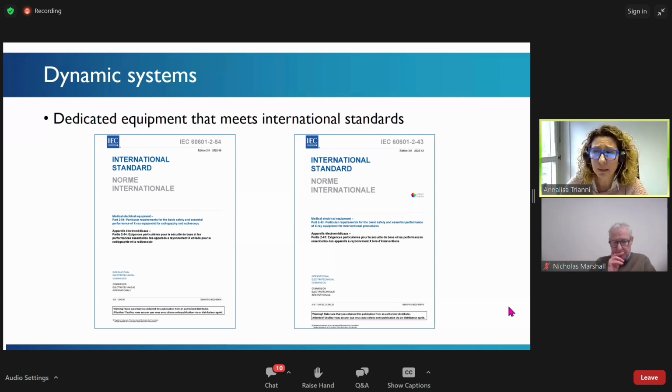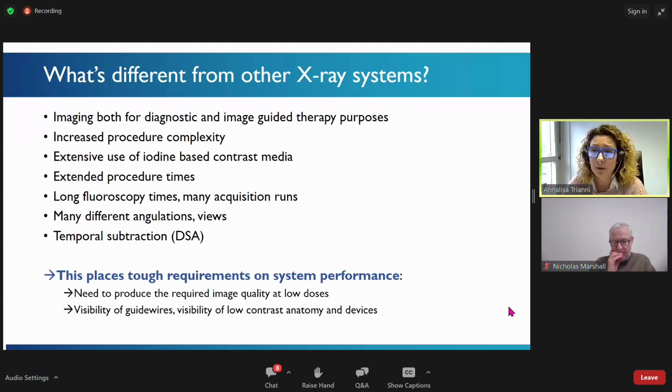What is different in angio systems from the other X-ray systems? They are not just used for diagnosis, but they are also used for treatments. The procedures are normally very complex. That means that they use a lot of contrast media, and the procedure time is normally extended. That means higher dose because it's about long fluoroscopy times and many acquisition runs. They have different modalities like temporal subtraction.